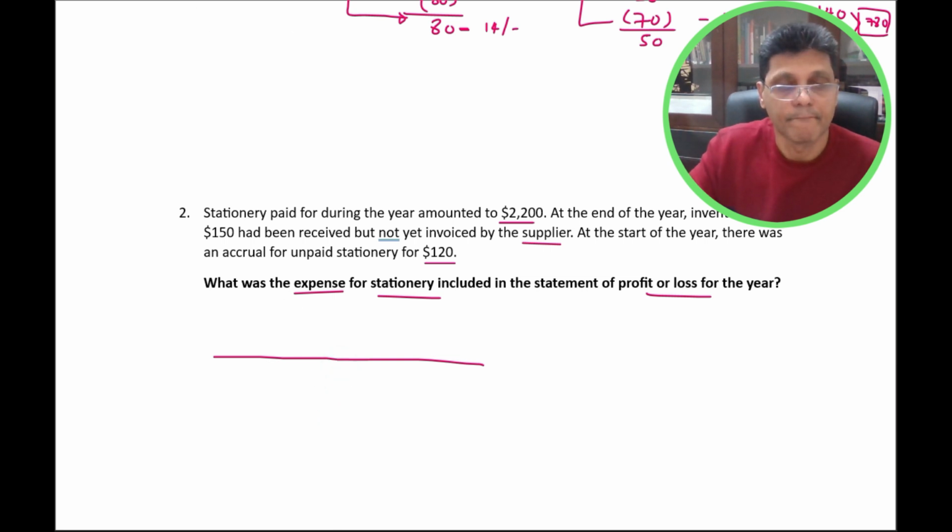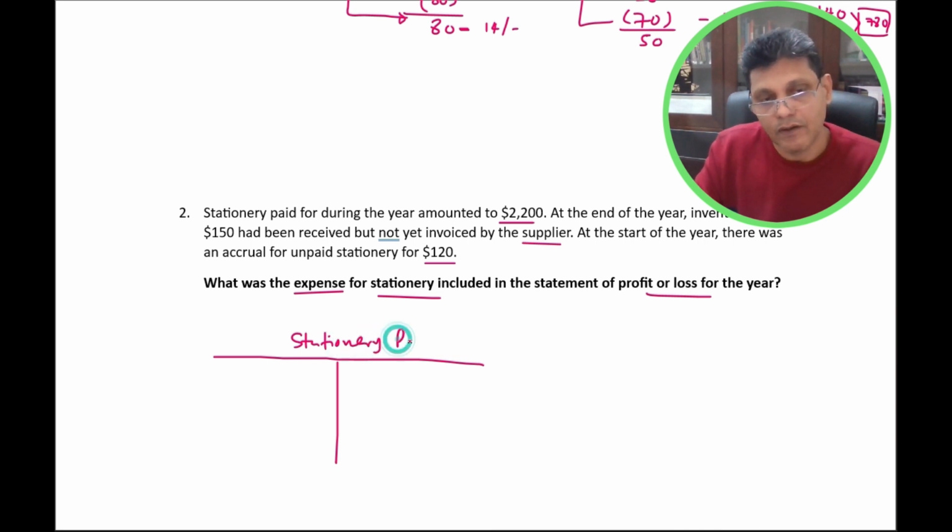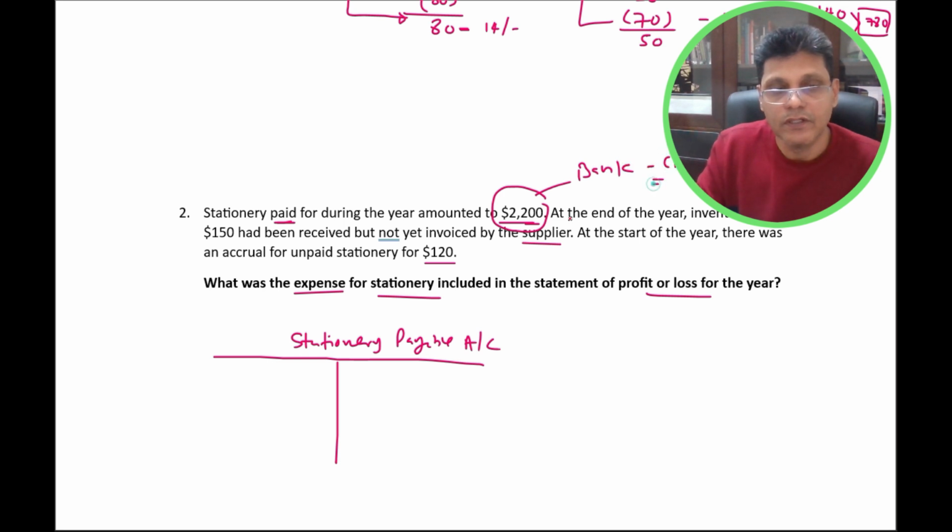This is the T account. Stationery payable account. Okay, so what they are saying is stationery paid during the year amounted to 2200. So when you pay, you credit bank account. You will credit bank account, you debit the stationery account. So here the bank account will be credited and here the expense payable account will be debited.